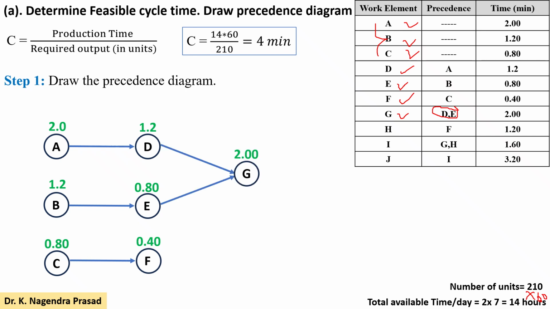Next one is the H. It will start after completion of the F. So next, draw the H. And next one is the I.